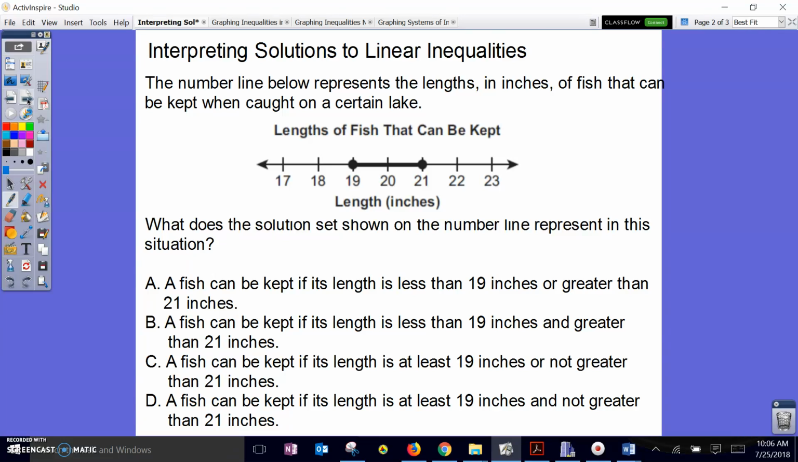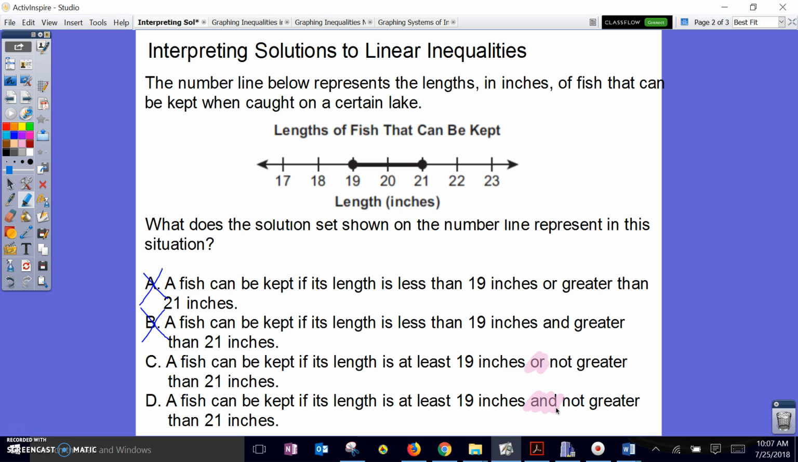So of these choices, if we look at this inequality on the number line and look at the possible solutions, a fish can be kept if its length is less than 19 inches. Well, less than 19 inches is down here, and that's not part of the solution set. So we can eliminate answer choices A and B, both of which contain the concept of a fish being less than 19 inches. And so we're down to choices C and D. What's the difference between these two? Well, it's just this little conjunction here, an or or an and.